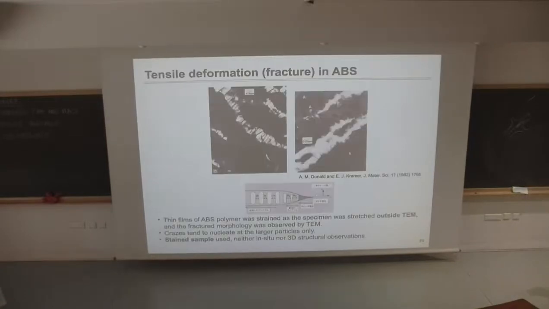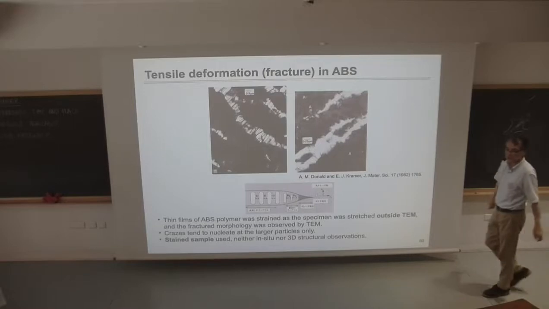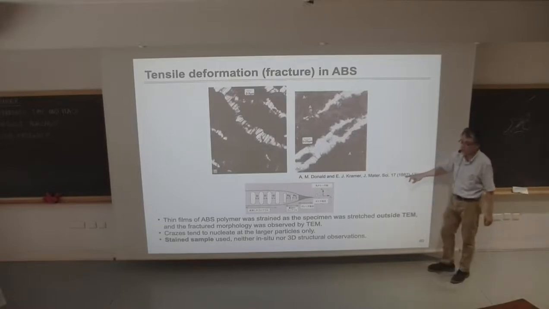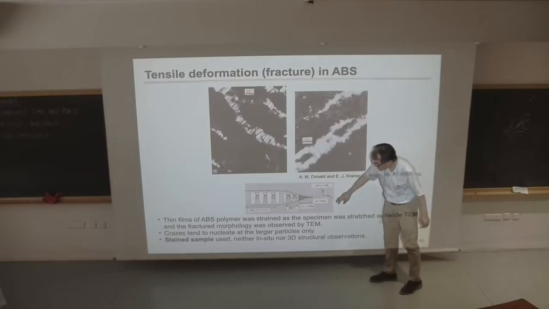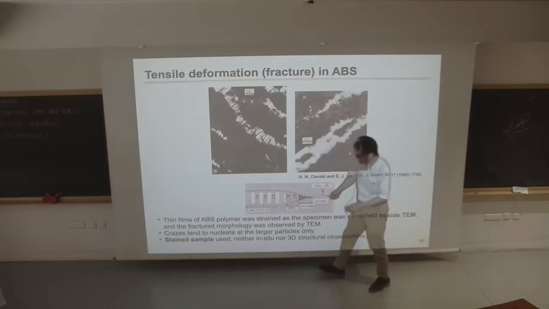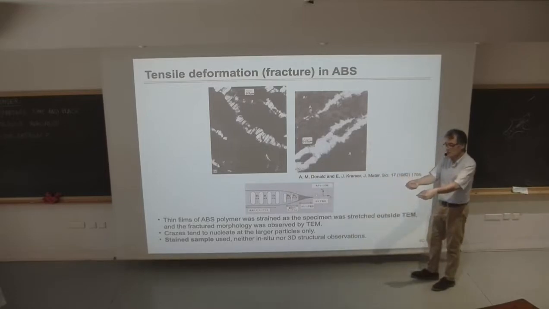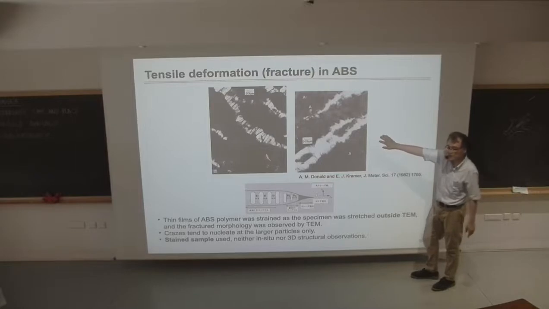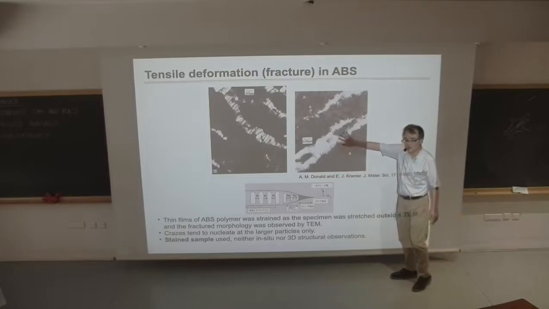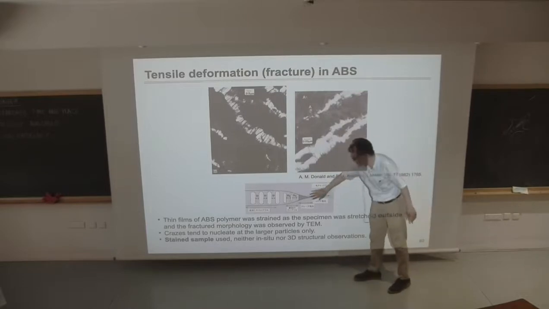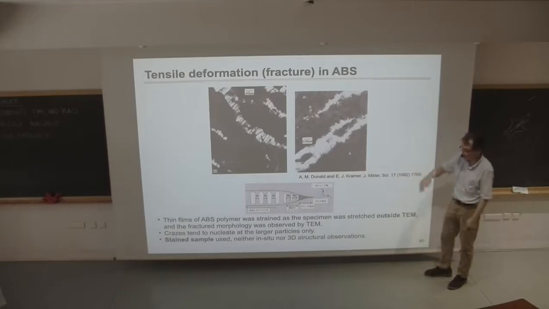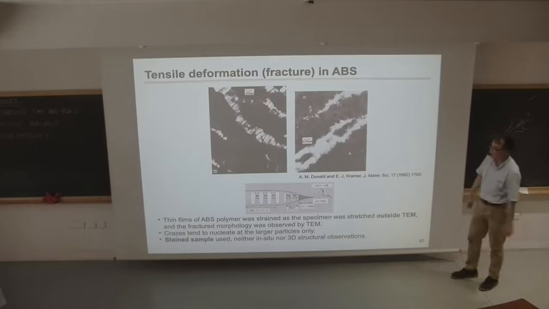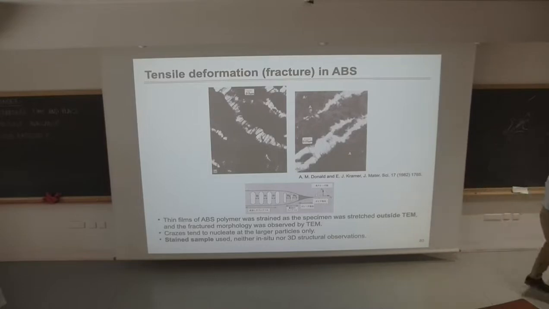So the result is here. A stretching experiment under the TEM was done many years ago by Professor Kramer's group, and I think Professor Creighton was involved. In this case they used ABS resin. They stretched the sample, stained it to fix the structure, and then observed the fractured structure. From that, they discussed the mechanism of how the craze forms and how the material is damaged, so to say.